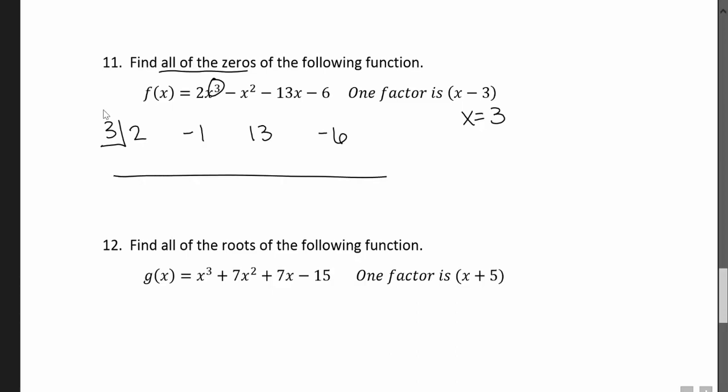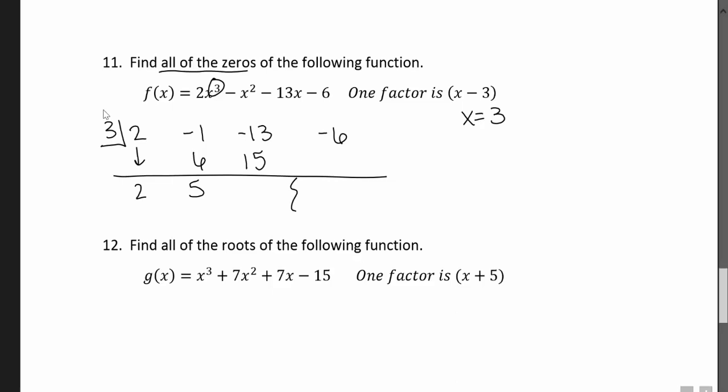Go through the synthetic division. Drop the 2. Multiply is 6. Add is 5. Multiply is 15. Add is 28. Shoot, I forgot to put the negative. I was wondering what the heck was going on there, because I knew that this was not going to work.